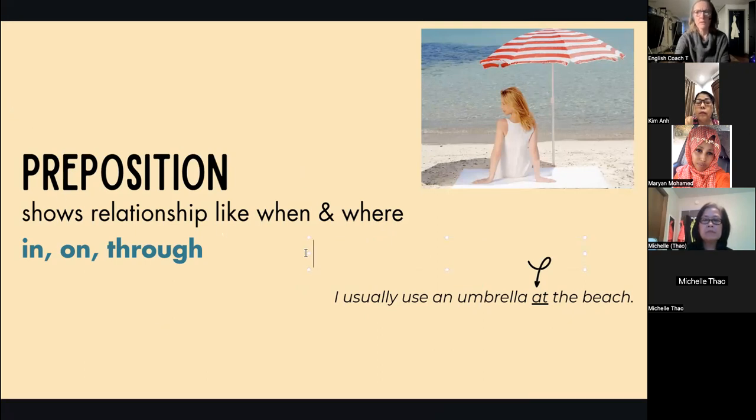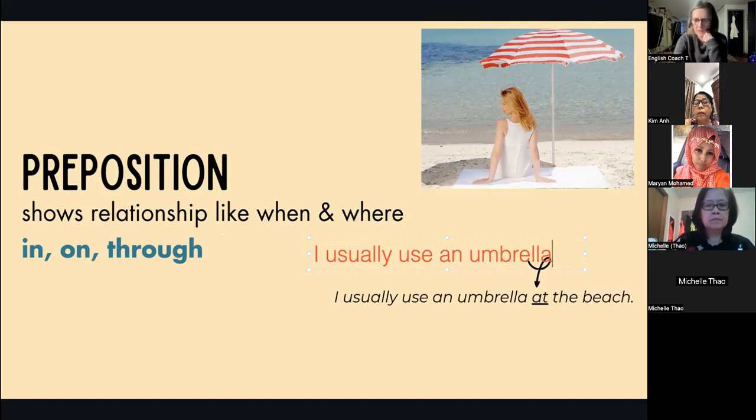And we'll start with the same. So let's not use yellow. Let's use red. I usually use an umbrella. So think time for this one.